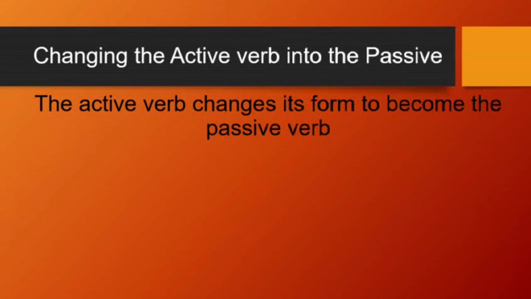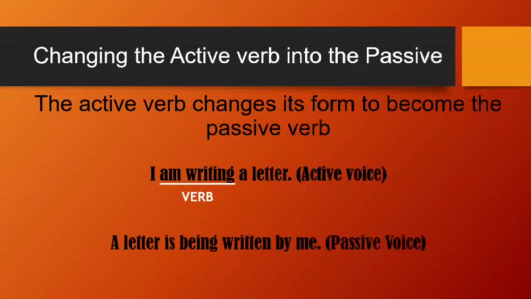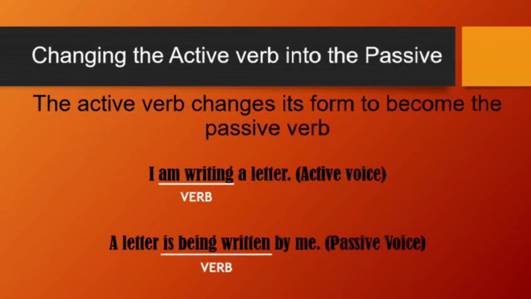The active verb changes its form to become the passive verb. Let's have this example. I am writing a letter. It's an active voice. The verb is am writing. A letter is being written by me. It's a passive voice. The verb is being written. All verbs in the passive sentences must be in their participle form. In the active sentence, the verb is in present continuous. So when we transform it into passive, the verb will be in past continuous form.